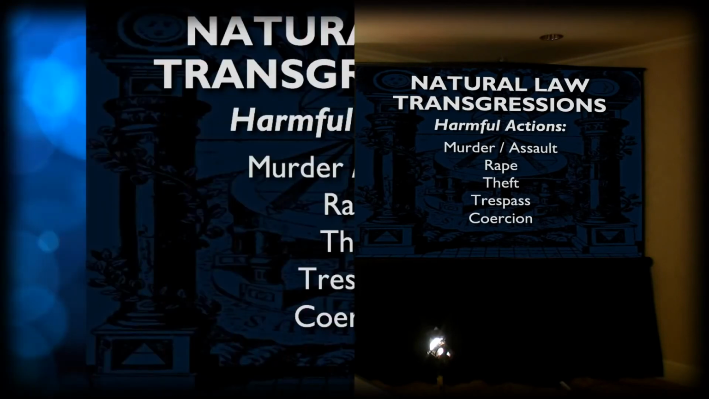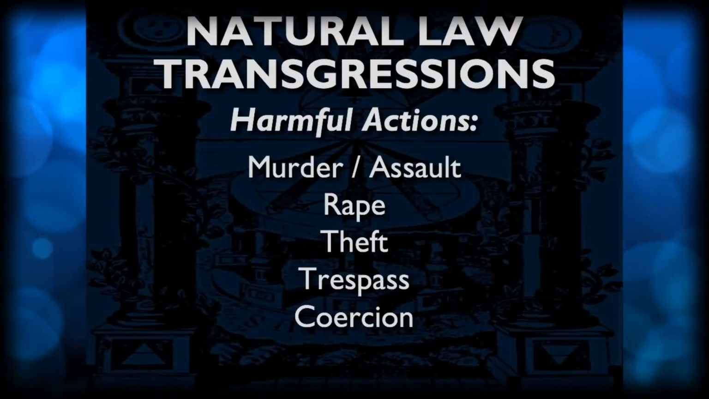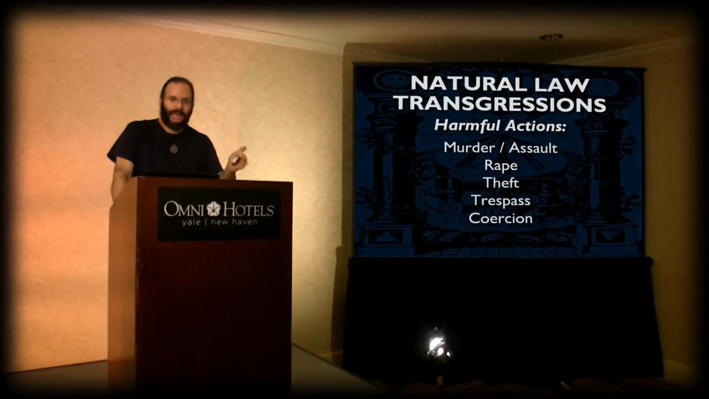The fifth and last natural law transgression is coercion. This is forcing somebody through the threat of violence to have their will comply with your will, whether they don't wish that to be the case or not. Making somebody do something that is against their will, coercing them. And that's also not a right.